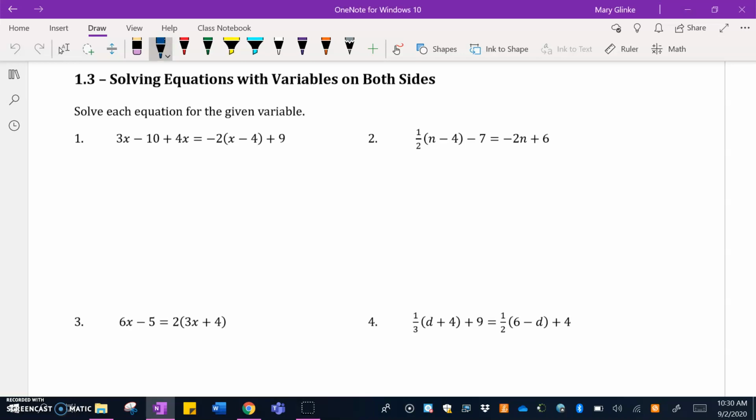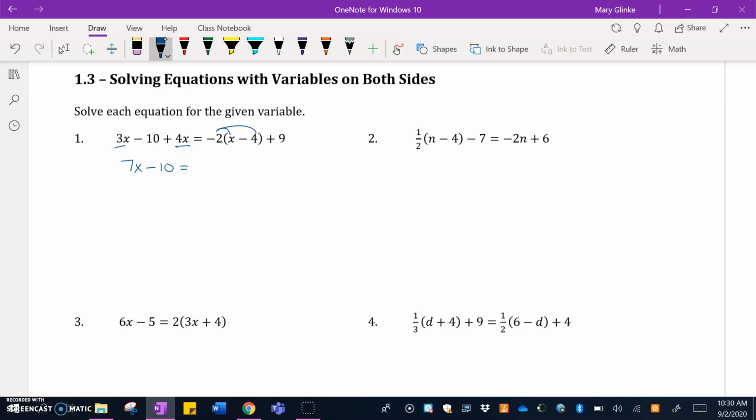Hello, today we're going to be solving equations with variables on both sides of the equation. So for example 1 here, we have lots of different stuff going on. On one side, what we're going to do is combine like terms. 3x and 4x become 7x minus 10.